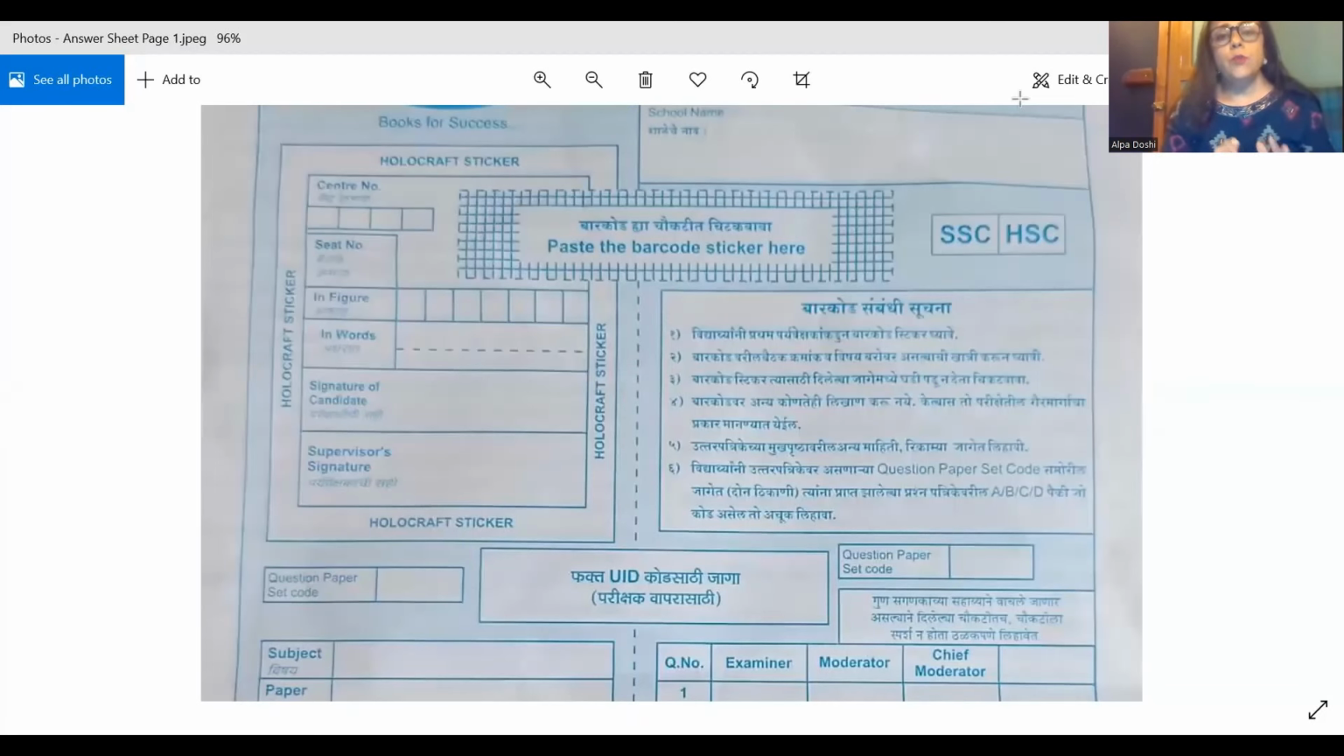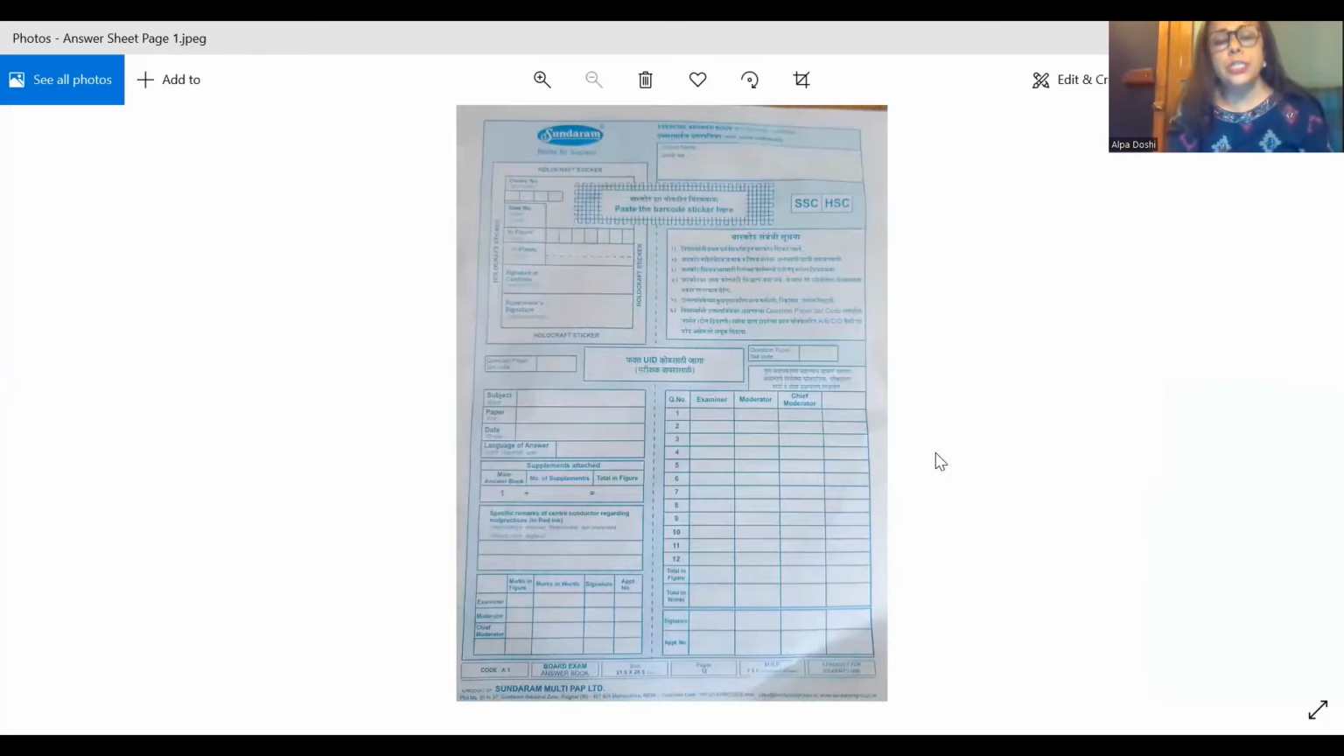Everyone, what you see on your screen right now is your answer supplement, which you will be getting for the board examinations. We will see a full view of the sample sheet that you have. So this is how your answer supplement is going to look like. Please note, this is just a sample given by a private publication, Sundaram. You can get these in the market at stationery shops for practice.